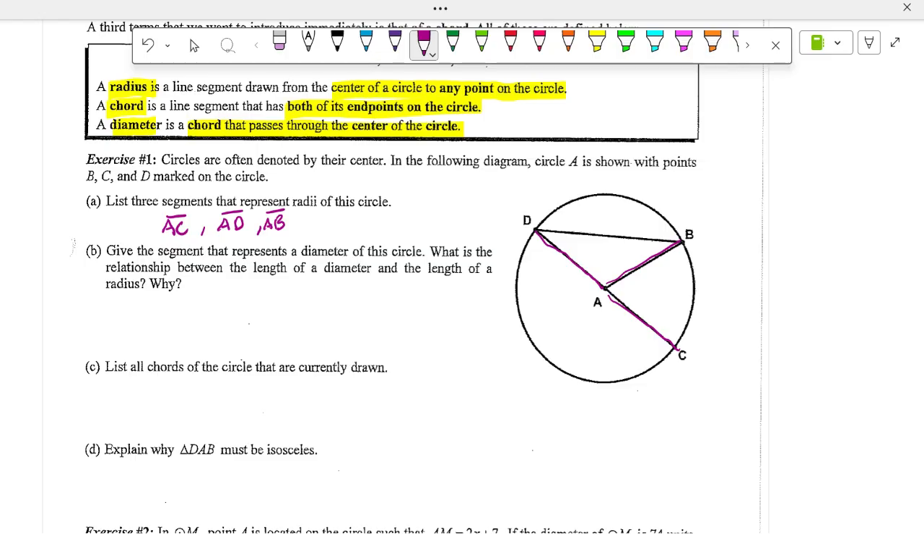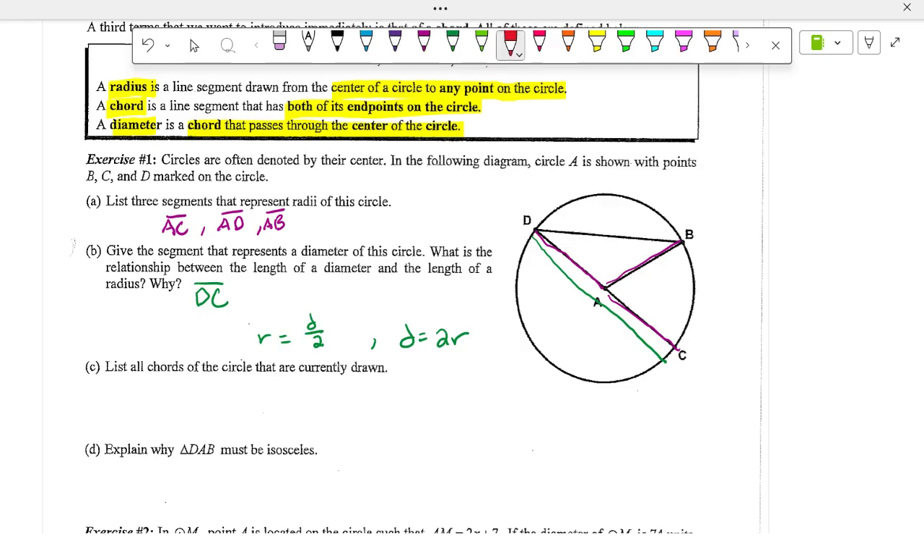Now, it says give the segment that represents the diameter of the circle. So what is the diameter? Or the name of the diameter? DC. So the diameter is right here. So what is the relationship between the length of the diameter and the length of the radius? Radius is equal to half the diameter, or if I say it the other way, diameter is what to radius? 2 times the radius. Good.